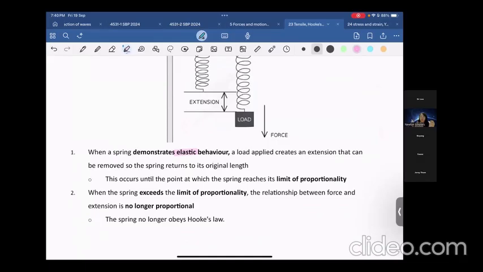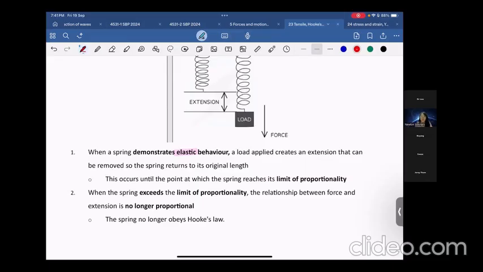So after we release, the rubber band will go back. That is because the rubber band demonstrates elastic behavior. If they demonstrate elastic behavior, the load applied will create an extension that can be removed, so that the spring returns to its original length. The load creates extension, but at the end when the load is removed, the spring goes back. So we say that it displays elastic behavior.